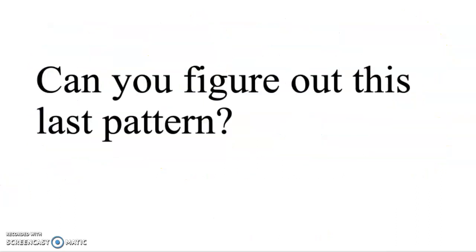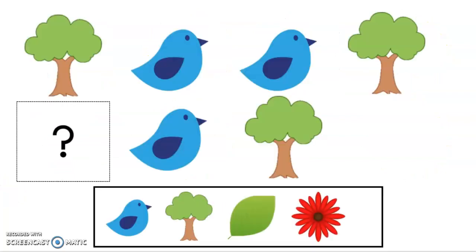Can you figure out this last pattern? It's super tricky. This one, we have 2 different objects, but it's in a pattern form. So let's see. Tree, bird, bird, tree, blank, bird, tree.